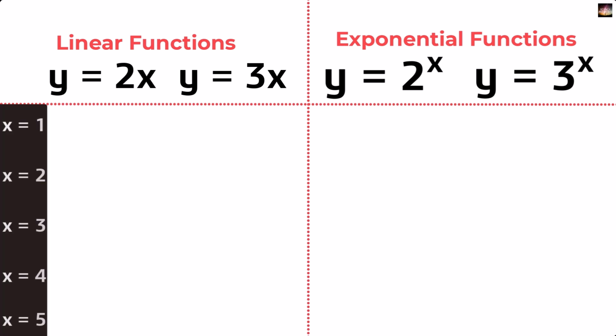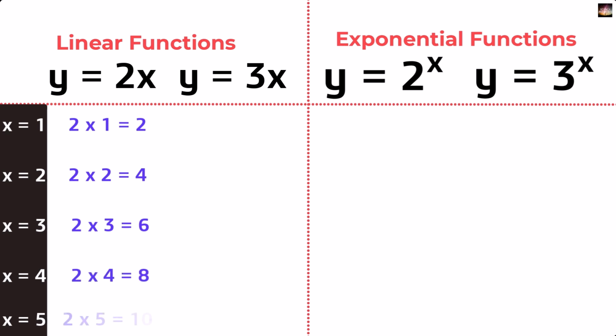Here, we take x from 1 to 5. So basically, we will plug the values of x into the function. In the case of y equals 2x, we are multiplying the number by 2. So what result will you get? 2 times 1 is 2, 2 times 2 is 4, 2 times 3 is 6, similarly 8, and finally 10. So basically, this function is multiplying the number by 2.